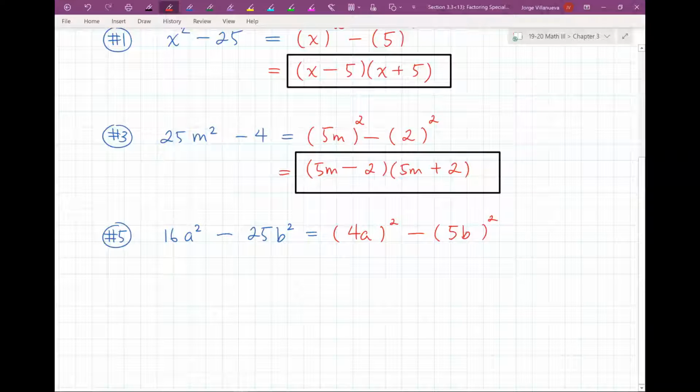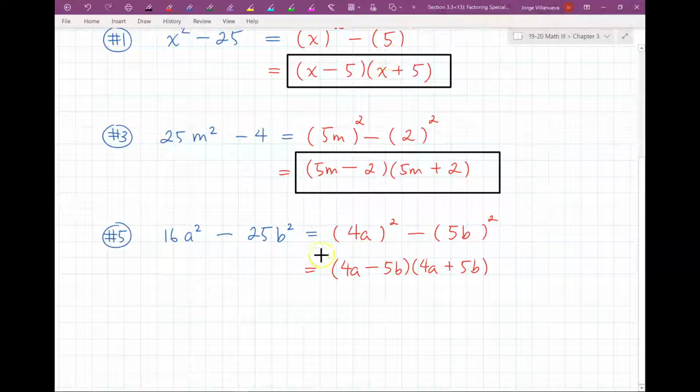Once I have that written out, just fill in the blanks, right? We're just going to basically get 2 parentheses. And I'm going to put a 4a in the front. I'm going to put a 5b in the back. And then do minus, plus. And I'm done.